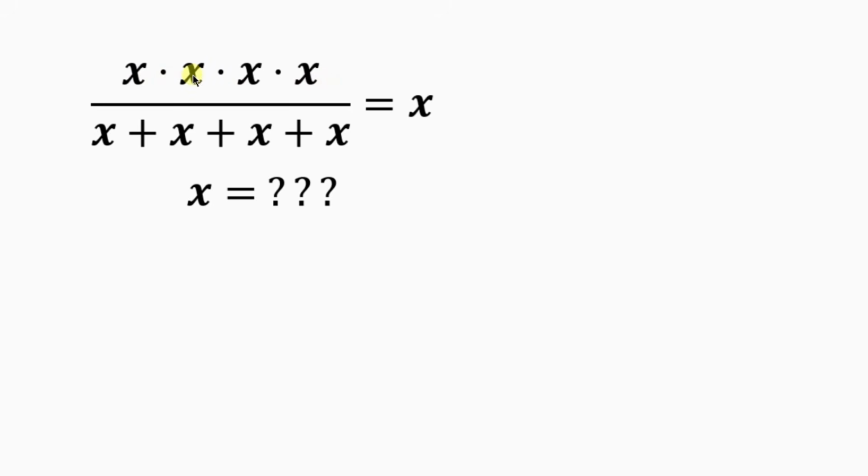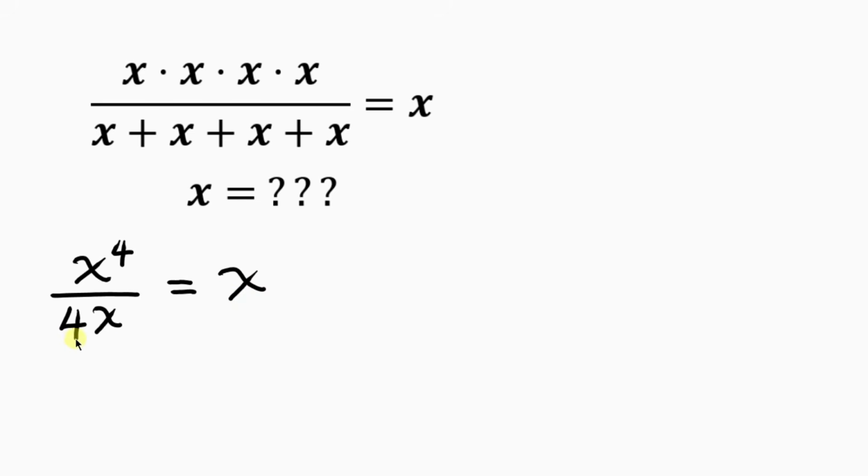So x times x times x times x is simply x to the power of 4, all over the denominator. Now the denominator, x plus x plus x plus x, that is 4x, right? Because there are 4 of the x's adding together. And this is equal to x.